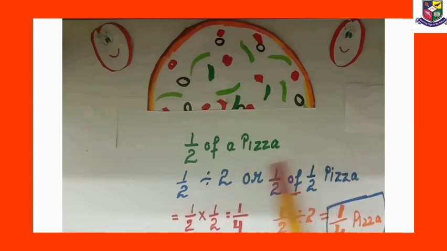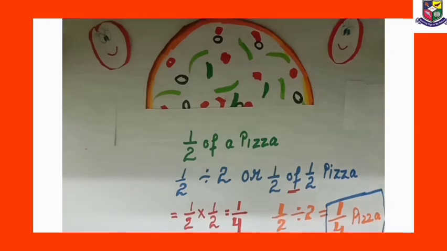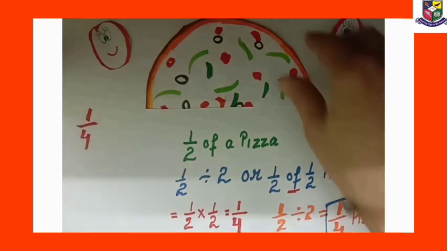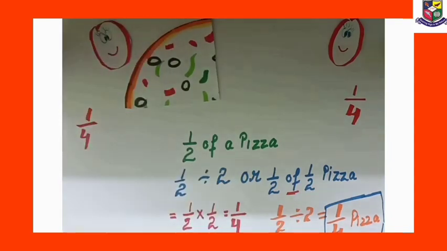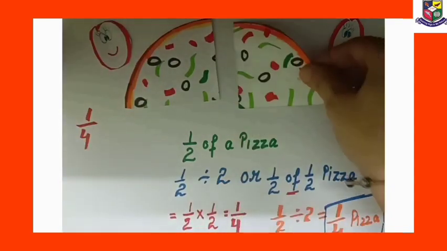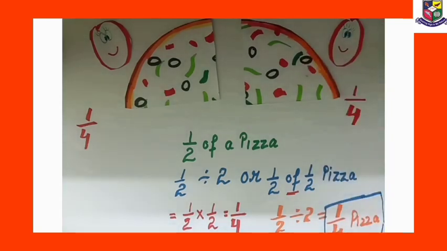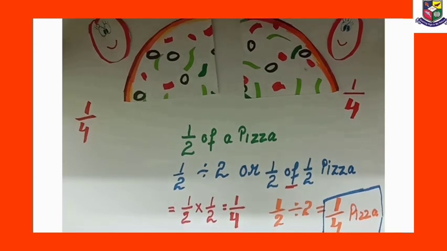We have to give both the friends equally. It means each friend will get 1 by 4 of a pizza. So when we divide the half pizza among the two friends, each friend will get 1 by 4 of a pizza. One friend will get 1 by 4, another friend will also get 1 by 4. See, the first friend is getting 1 by 4 of the pizza and another friend also gets 1 by 4 of the pizza. So when we divide the half among the two, each gets 1 by 4 of a pizza.